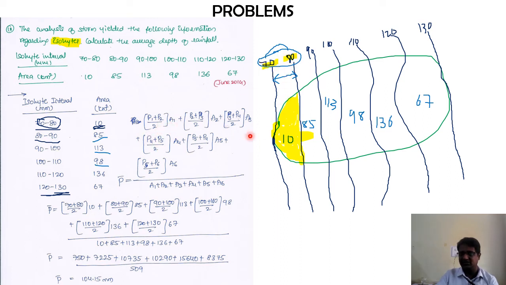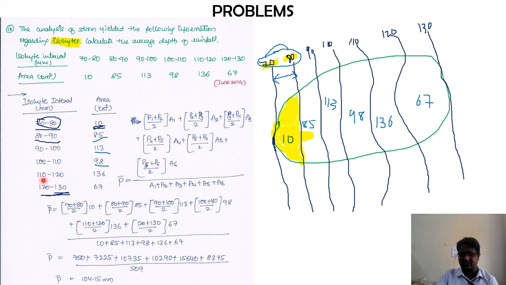into A1. A1 is what? A1 is nothing but this 10 kilometers squared. Similarly, the second term will be, since we have these continuous numbers, you can check out 80 is coming again as the first number for the second iso height. Similarly, 90 is coming as the first number for the third iso height. So these are linked.